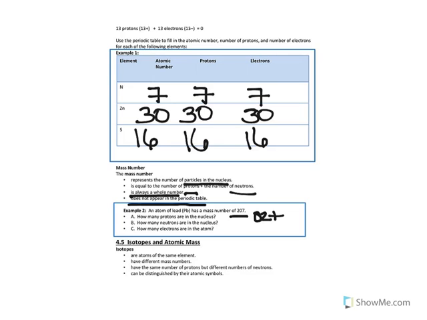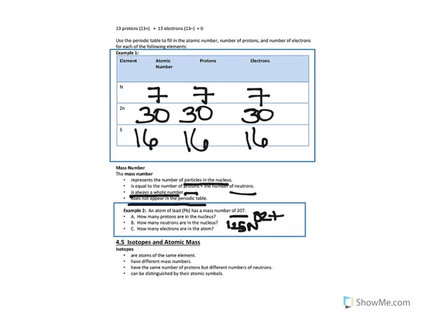Well, the mass number tells us the number of protons plus the number of neutrons. We know that the mass number is 207. We know that the number of protons is 82. So if we take 207 and subtract 82, we should find the number of neutrons. The number of neutrons is 125. 125 neutrons.